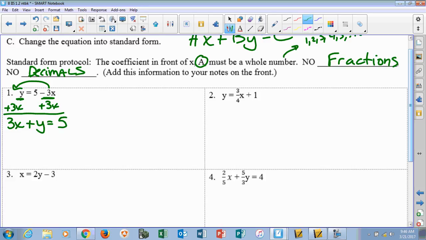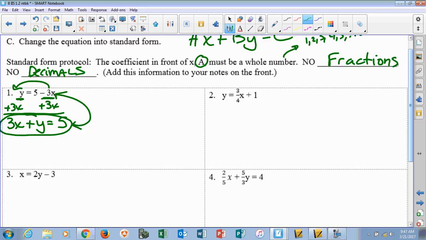So do I ask myself, is the coefficient in front of the x a whole number? Is 3 a whole number? Yes, it is. Are there any fractions or decimals in my answer? No, there is not. So this is actually the answer in standard form. And again, remember, this form and this form are equivalent equations. They're just in different forms. If you were to graph them, they're the exact same line.